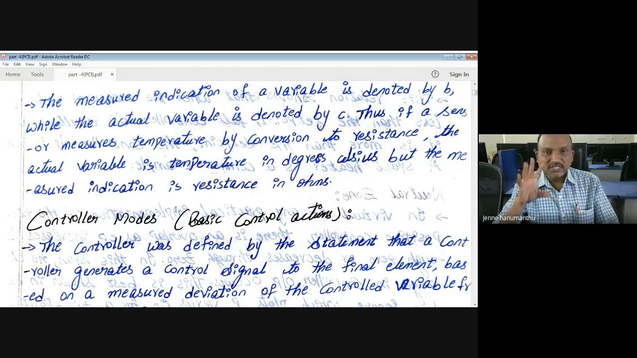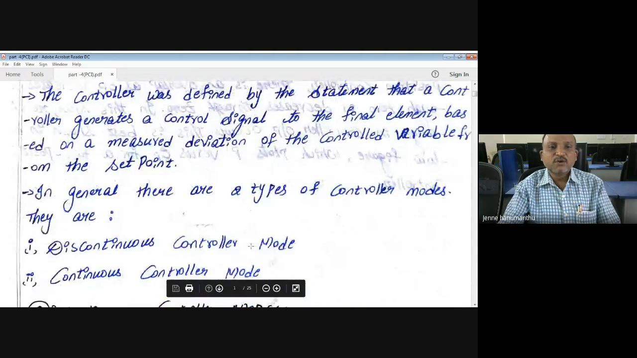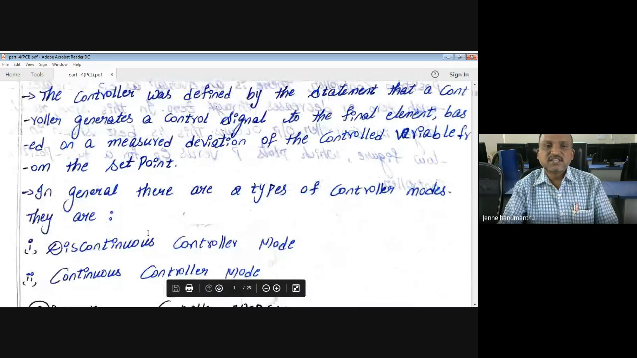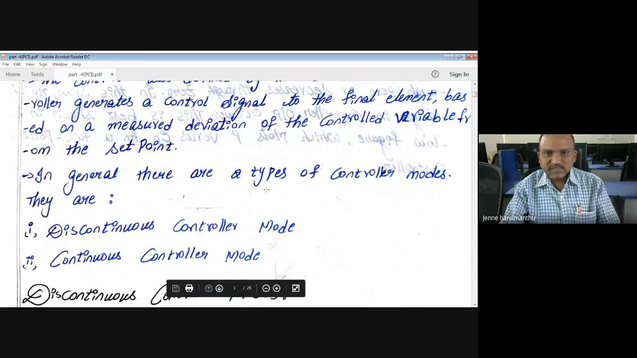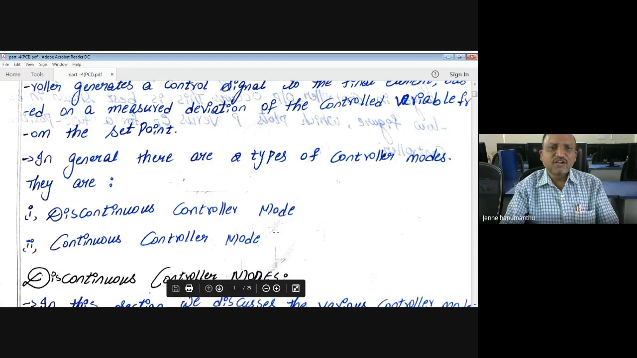If you know this, you can easily understand the process going on in any control system, right? And see the control modes. Basically we can have two types of control modes. The first one is discontinuous controller modes. The second one is continuous controller modes.